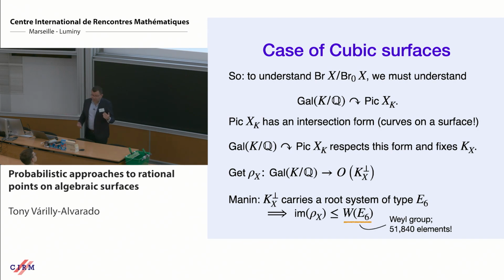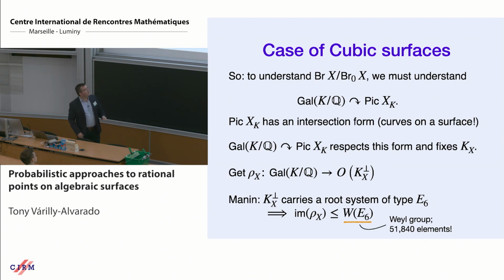If you look at degree 2, you're going to see the Weyl group of E7. That has about 3 million elements. That's bigger. And if you look at the del Pezzos of degree 1, you're going to see the Weyl group of E8, and that has about 700 million elements. And that's a whole lot bigger.